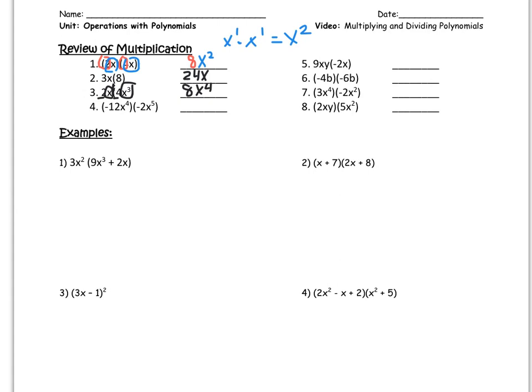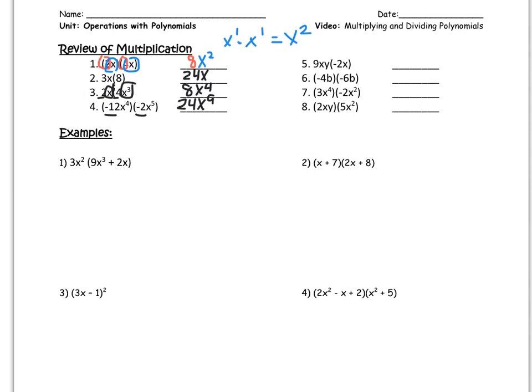All right, same thing with number 4. Negative 12 times negative 2 is a positive 24. Remember that a negative times a negative is a positive. x to the fourth times x to the fifth: you add the powers, 4 and 5, and you keep the base of x. So it becomes x to the ninth.